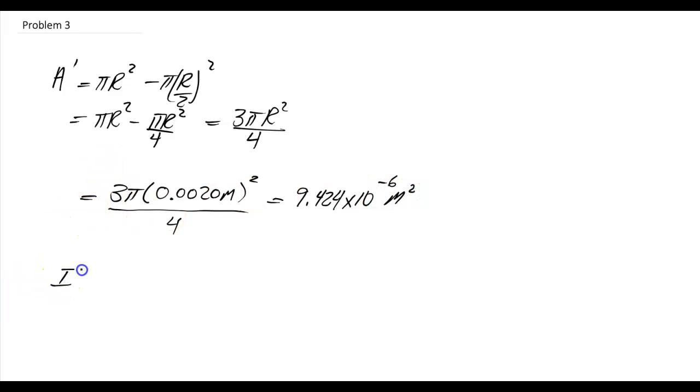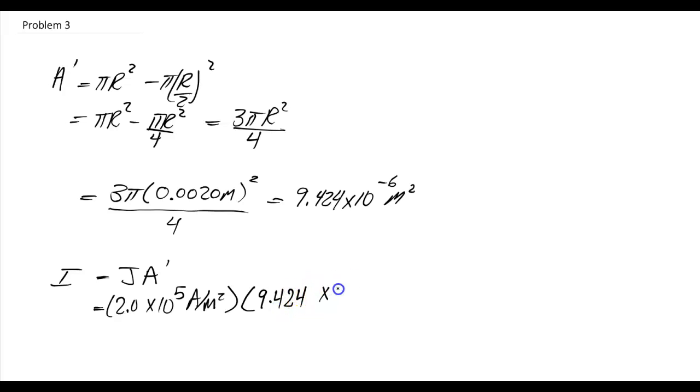And we know that the current is the current density times the area. So plugging in what we know, the current density is 2.0 times 10 to the 5th amp per meter squared, and the area we just found is 9.424 times 10 to the negative 6 meters squared, which gives us 1.9 amp.